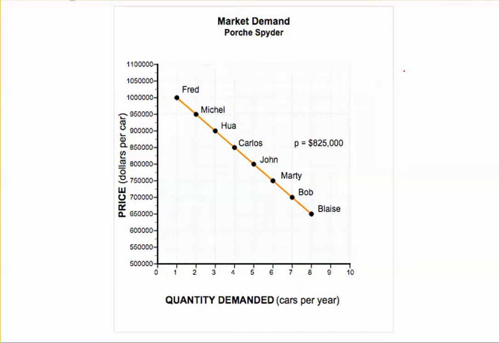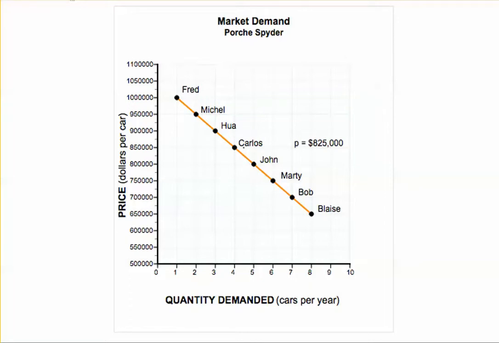The second question about the market demand curve. Learning this chapter helps us to interpret the demand curve in a new perspective. In this chapter, the demand curve is interpreted as the maximum amount of money the consumer wants to pay. For instance, if you look at this diagram, corresponding to Fred, we can find the price is $1 million. So that means the maximum amount of money Fred wants to pay is $1 million.